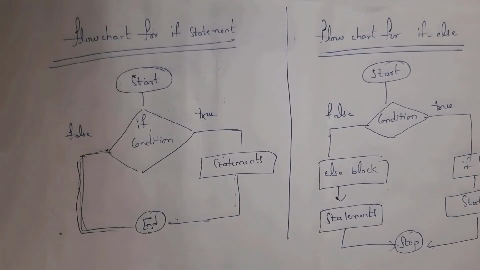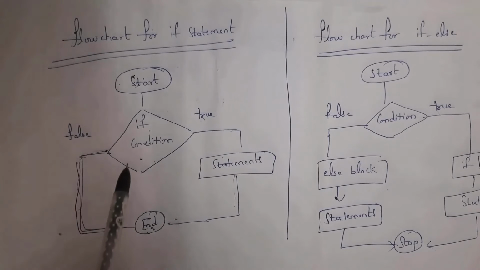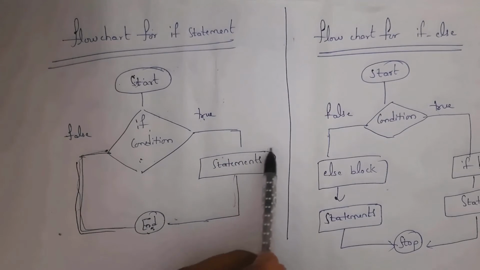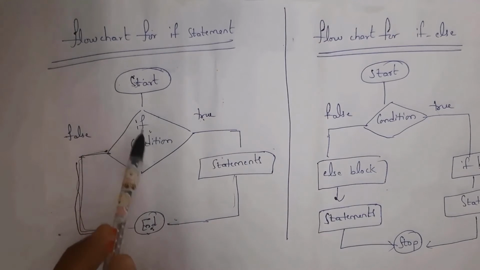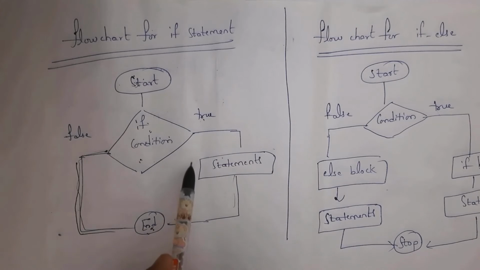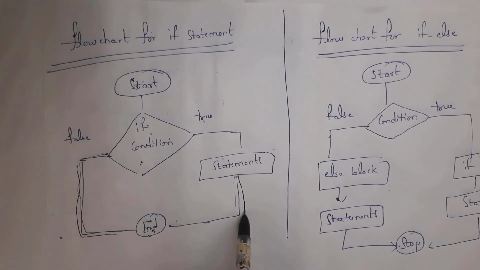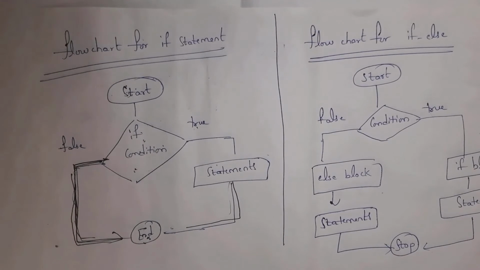Next I will explain flowcharts for if, else and elif statements. At first I will explain the flowchart for the if statement. Just remember that we write start and end in an ellipse, we give conditions in a rhombus, and we write statements in a rectangle. At first I write start and give the if condition. If this condition is true, then whatever statements are present inside if will be executed, and at last it will end. If the condition is false, it will end the if statement. This is the flowchart for the if statement.